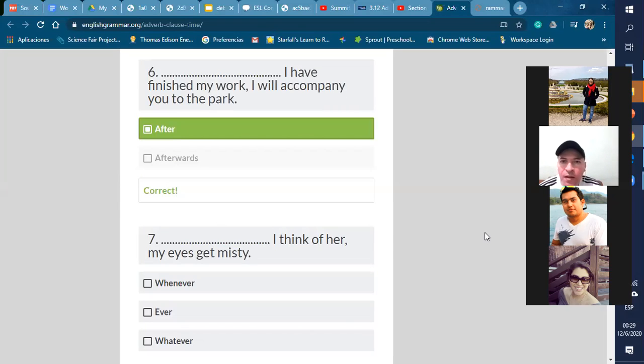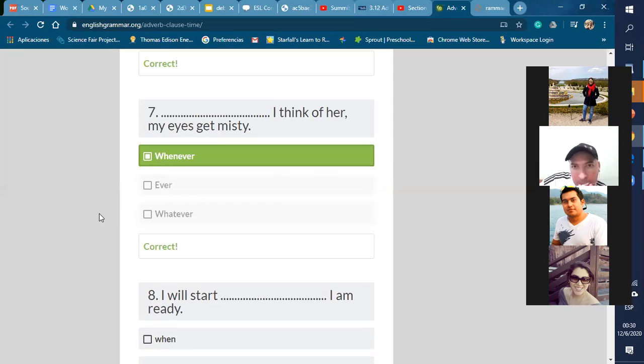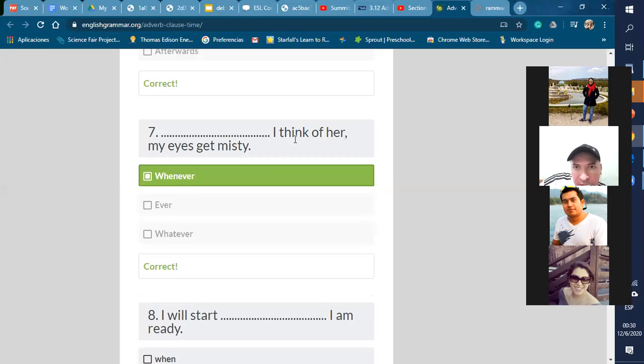Let's see. Paul. This is so romantic. Go ahead, Paul. Whenever I think of her, my eyes get misty. No, that wouldn't be the one. Whenever. Whatever is lo que sea, so maybe not. You said whenever, right, Paul? Whenever. Yeah, because we're talking about time. So whenever I think of her, my eyes get misty.